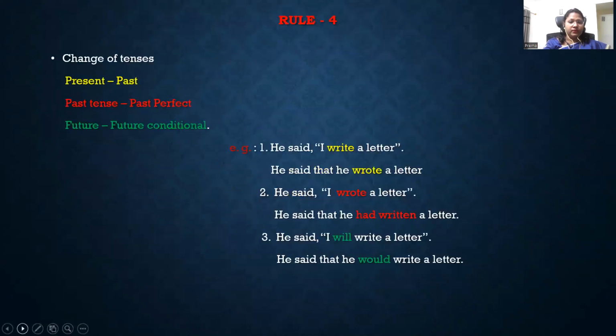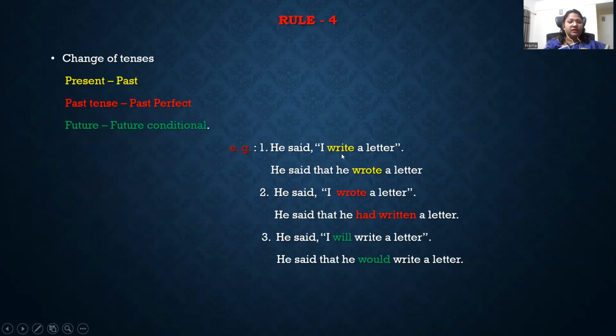Okay, next rule number 4 is about tenses. We have different types of tenses. When you're changing the tense, we should see the reporting verb. If the reporting verb is in the present tense, for example, says, there is no need to change the tense at all in the entire sentence. But if the reporting verb is in the past tense, that is said to, we have to change the entire sentence into past tense. When we are changing, present will change into past, past tense will change into past perfect, and future will change into future conditional.